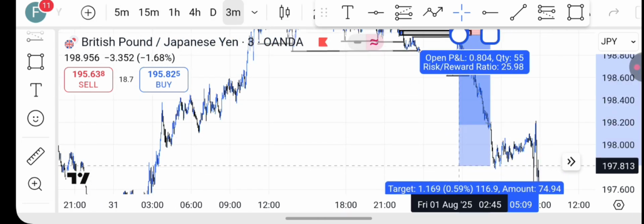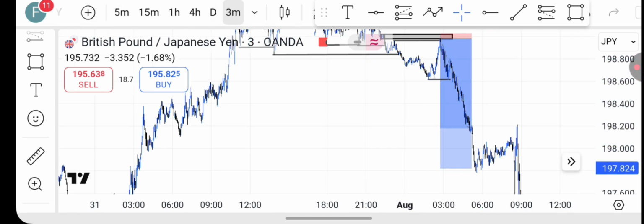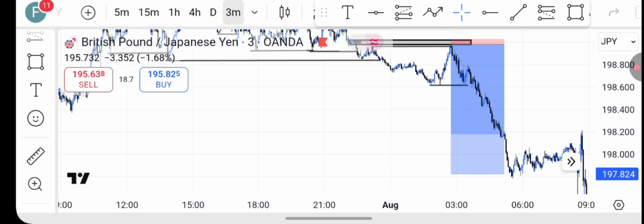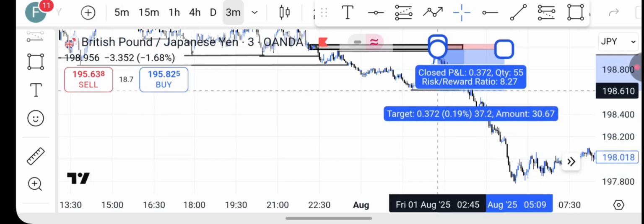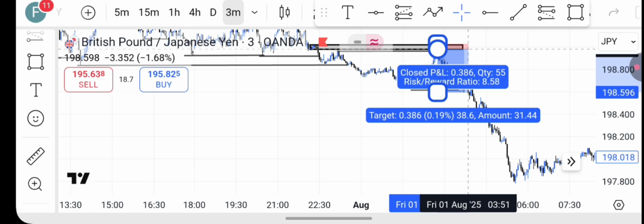My initial level was at this point here. This was my next point. Although this would have given us a good result of 1:25, I just went for 1:8 to avoid greed. Do you understand? Good.